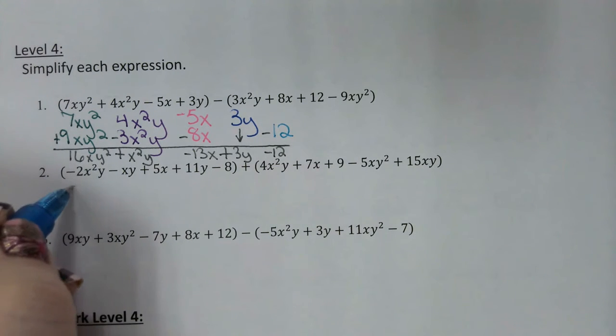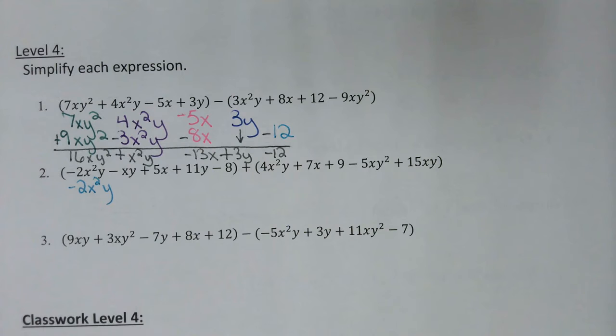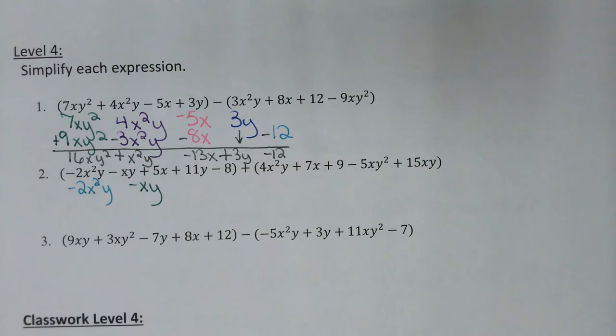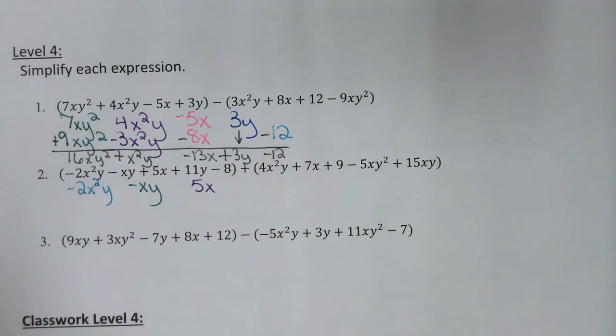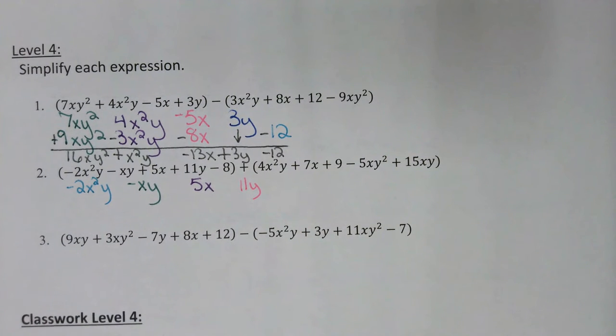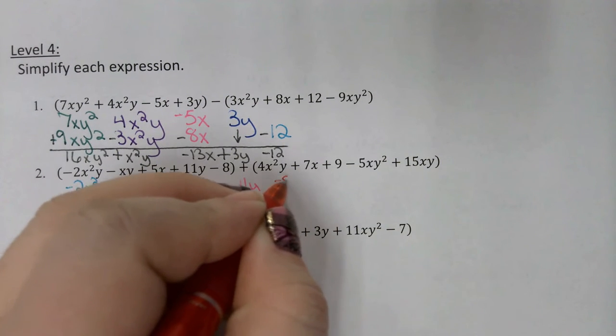Number 2. We have negative 2x squared y, negative xy, 5x, 11y, and negative 8.